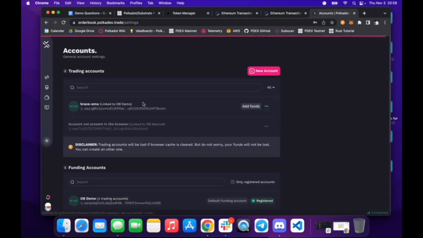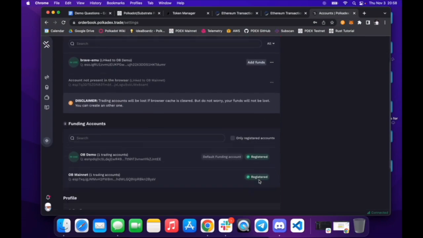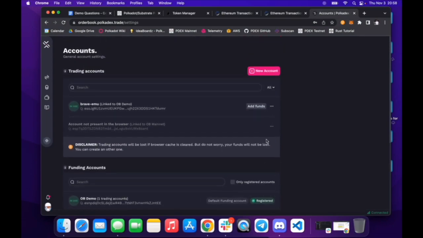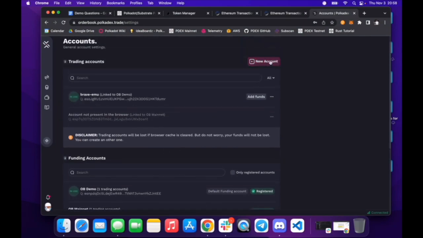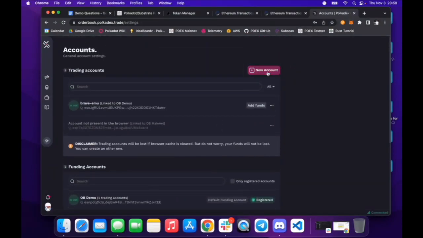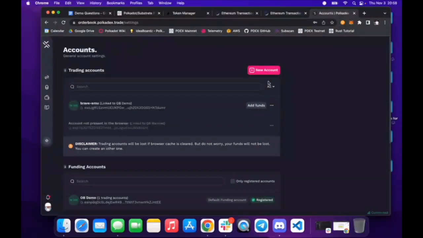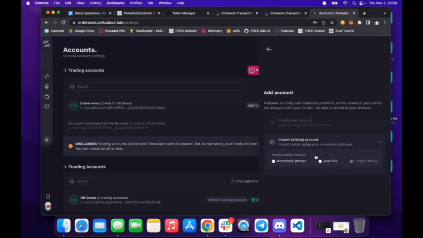I go back to my accounts tab. I'll walk you through a few more options here on the account manager. As you can see, this is the account that I'm using, so it automatically turns in use. If I want to add more trading accounts linked to this funding account, I can do so by clicking on add new account, create new account, or you can import an account as well, using an existing mnemonic phrase or a JSON file.